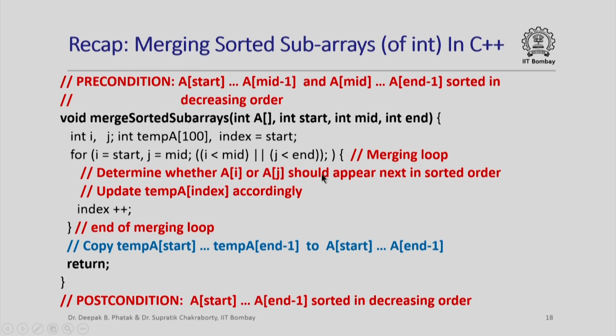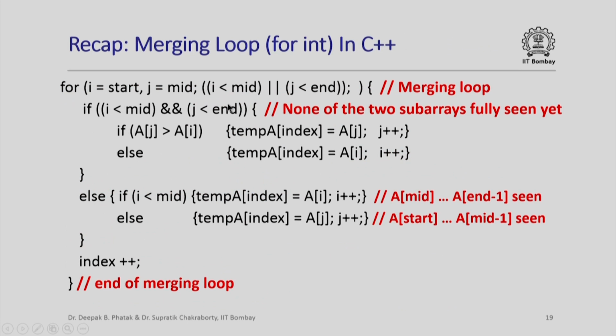The crucial part was this merging loop. How did it work? It was very simple. When we have elements to see from both of the two sorted subarrays, we just figured out which element should appear first and just copied that element to temp A and incremented the appropriate index. And if one of the subarrays had already been fully seen, we just copied the elements from the other subarray.